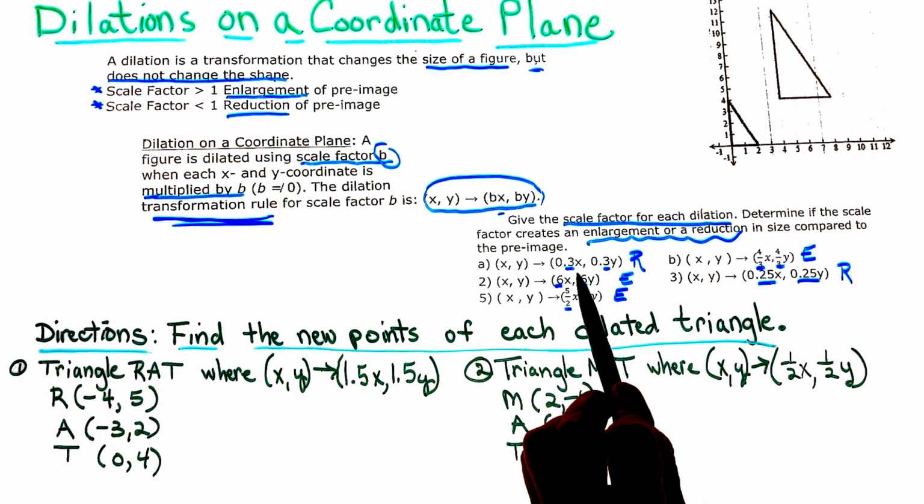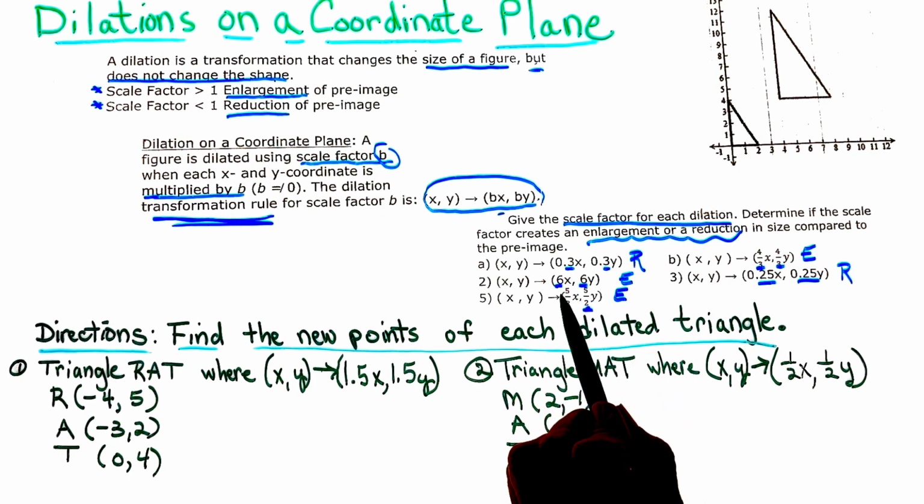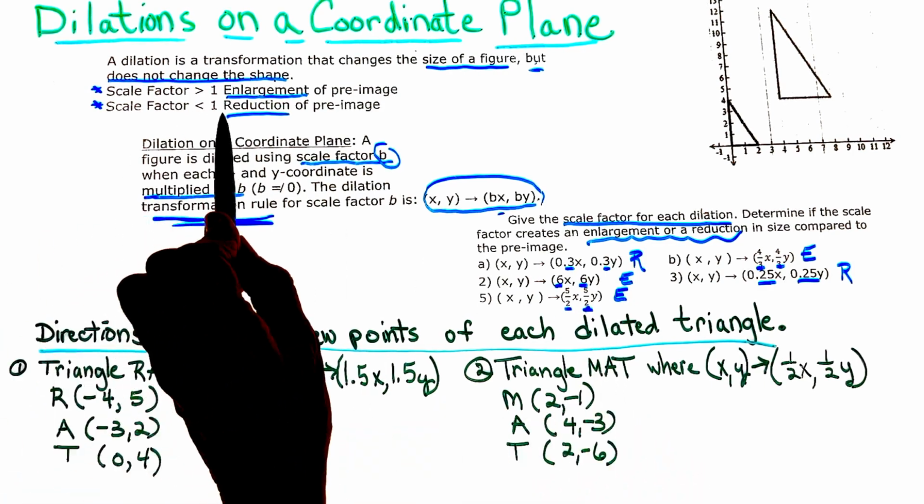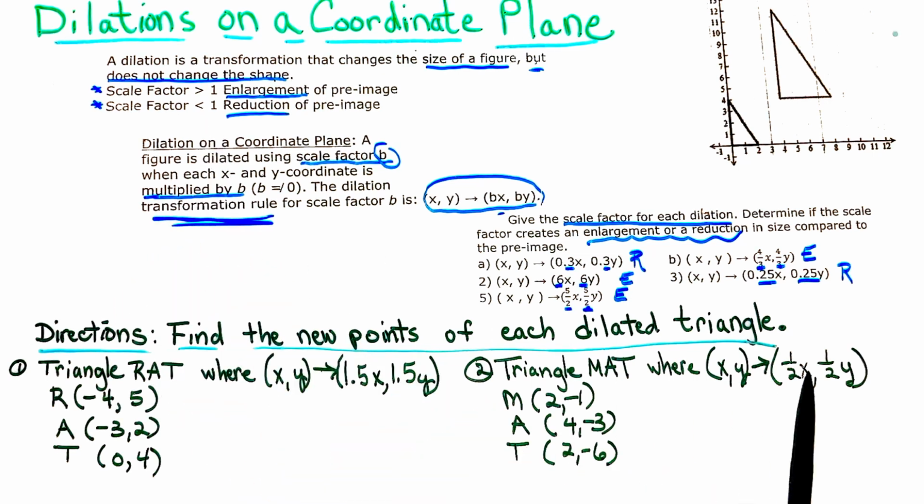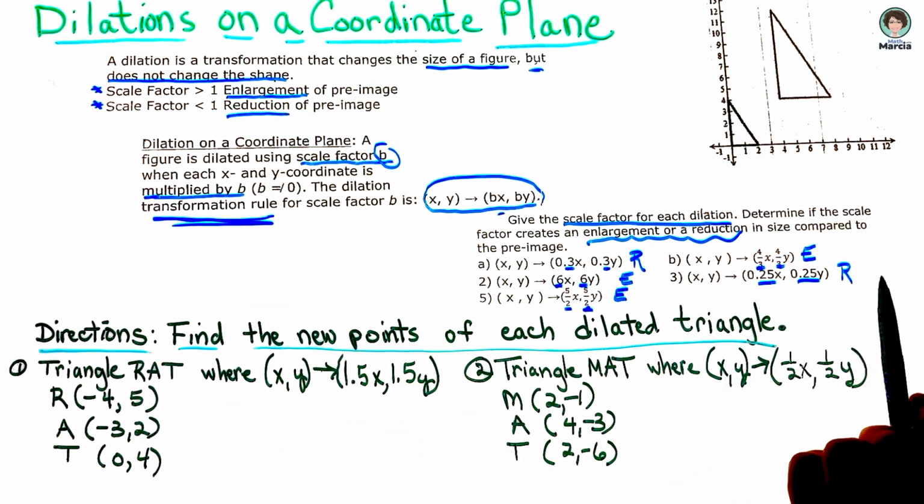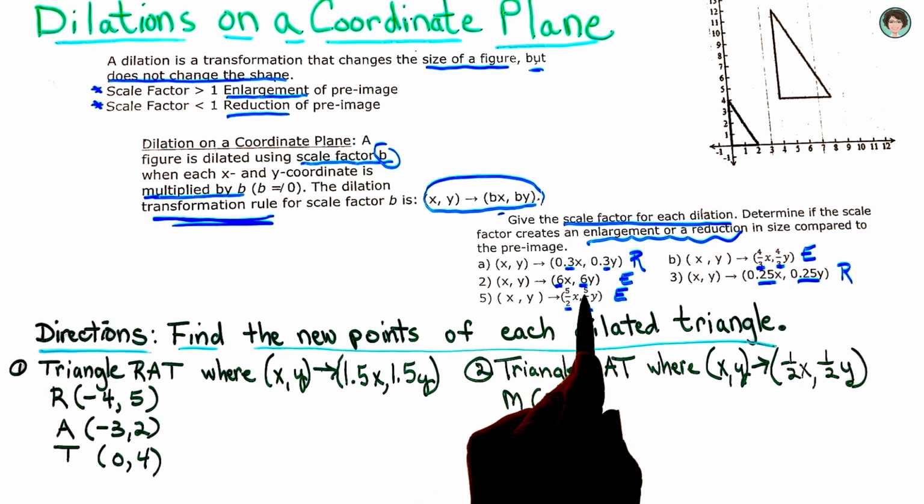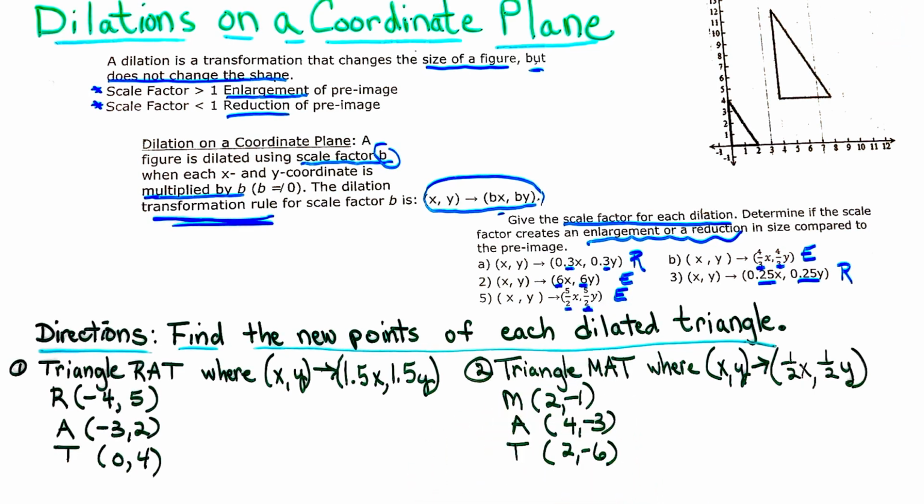For each one of these, I did underline the scale factor. Notice they have to match. And then we decided, is it greater than 1 or is it less than 1 to come up with the reduction or the enlargement? So now we're going to go ahead and we're going to put that to practice. And we have 2 problems. We're going to find the new points for each dilated triangle. So dilated, we don't know. Is it a reduction or is it going to be an enlargement? And we're just going to write the new ordered pairs.